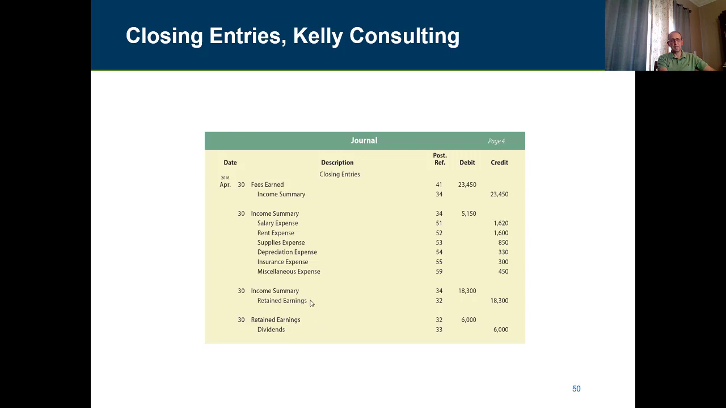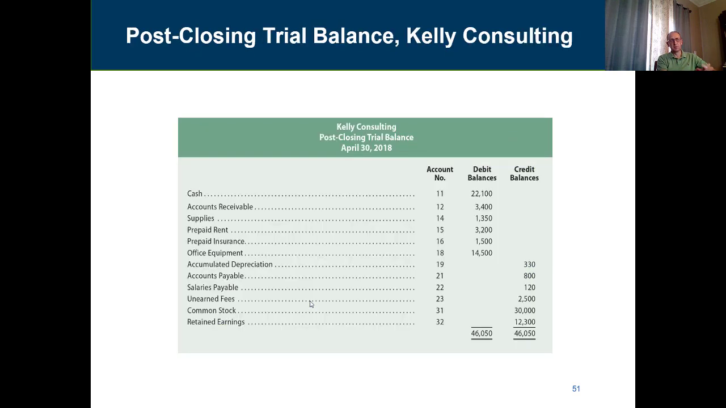Once we're done with that, the last thing is to prepare the post-closing trial balance. In the post-closing trial balance, we expect to see only the real accounts. The temporary accounts would disappear. In other words, we won't see revenues, expenses, or dividends, because all of these would have a zero balance. So we only see assets, liabilities, and equity. And again, the totals of debit and credit should match.